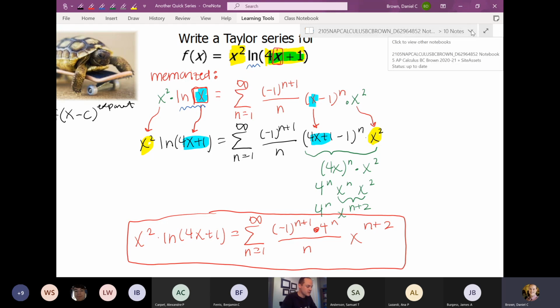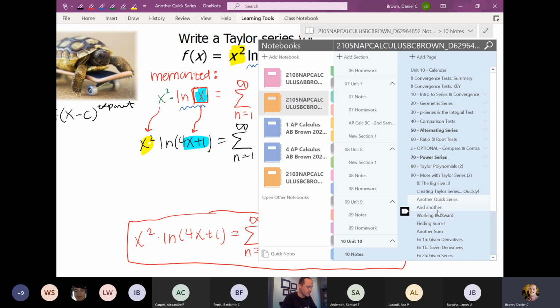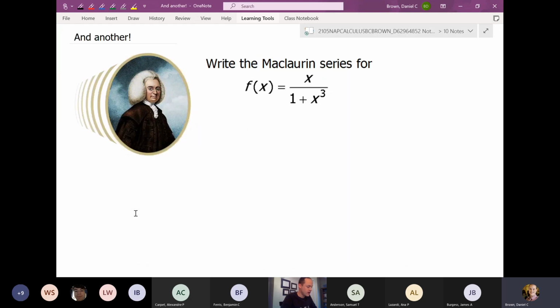So go ahead, just to start off as a warm-up, let's do one more where you have to manipulate it to rewrite it. So again, write the Maclaurin series for f of x equals x over 1 plus x cubed. And I want you to find the Maclaurin series for that using one of the memorized series.